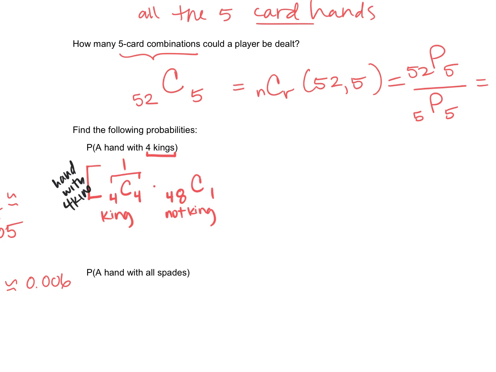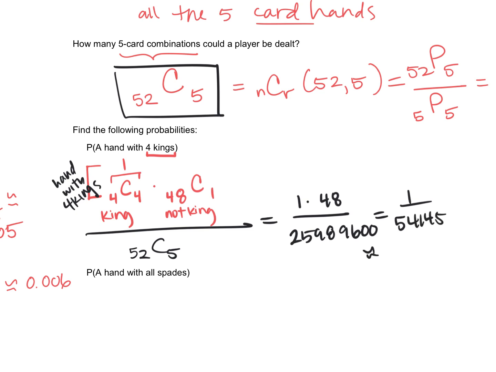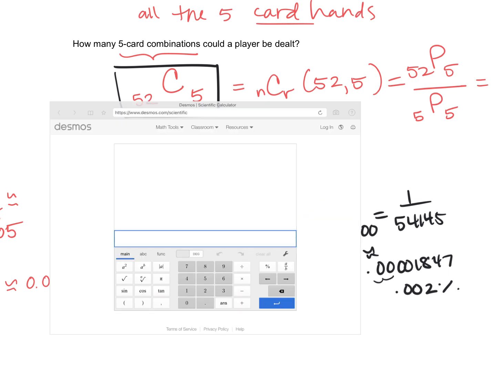So if we want to calculate the probability of that, it's going to be out of all the possible 5-card hands, so out of 52C5. So when we calculate this, we're going to get 1 times 48 over 2,598,960, which reduces to really 1 out of 54,145, or about 0.00001847. And if you want to turn it into a percent, it's about 0.002%. Very unlikely.